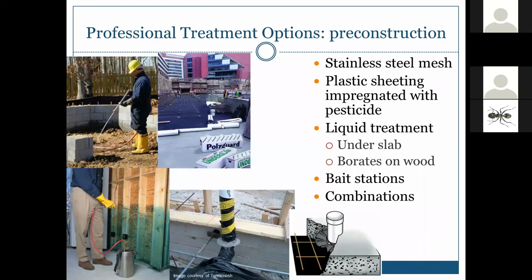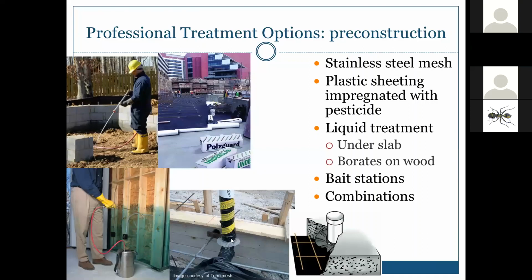Another one that is available is a plastic. Sometimes these will be impregnated with pesticide, and they lay that down, and that will form a barrier between the foundation and the dirt. We also have borates, which is the bottom left one here, the green treatment. If you have timber, that can be treated with a borate product, which will be repellent to not only termites, but other wood-destroying organisms. We also have a stainless steel mesh that can be used.